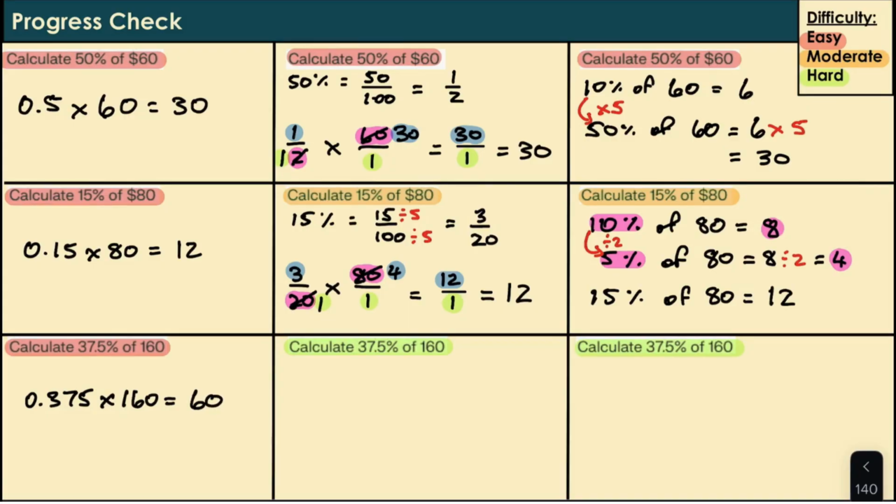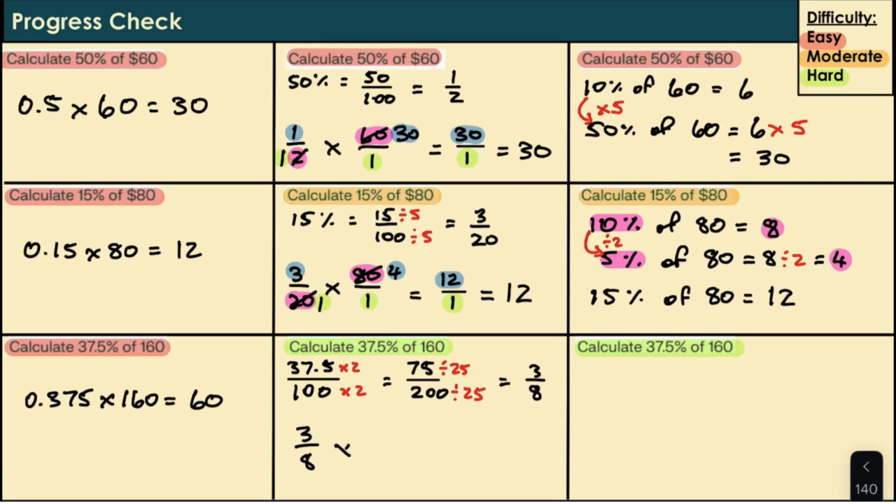Next, the fraction method without a calculator. So 37.5%. Now we don't like that decimal. Let's multiply by 2 and multiply by 2. The top we'll get 75. Our denominator we get 200. And we can simplify. 25 goes into both of those. So we divide by 25, divide by 25. Top we get 3, and on the bottom we get 8.